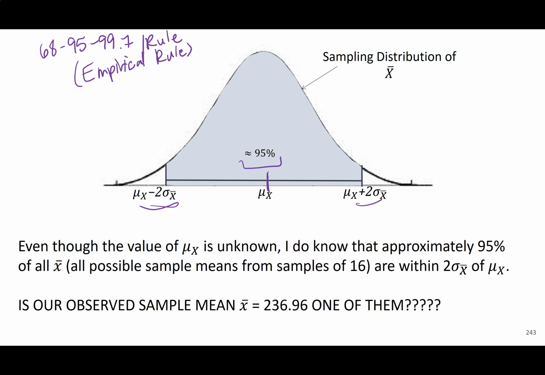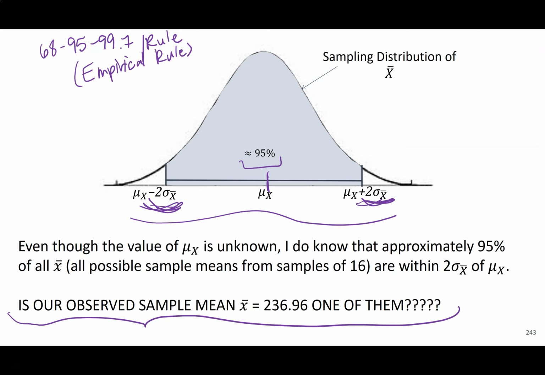So we're going to use this notion that wherever that true mean is, if you take within 2 standard deviations of it, that's roughly the middle 95% of all the sample means you could possibly get. We are hoping that the sample mean we observed, 236.96, is one of them. We don't have any way of knowing for sure, unless you happen to know the population information. But, well, let's see how we do.